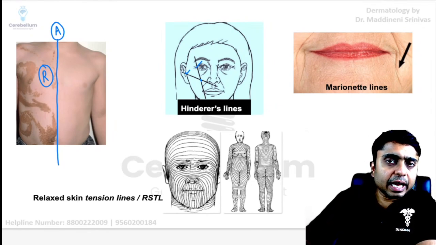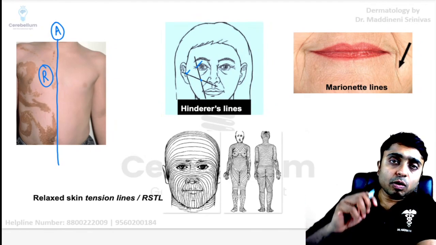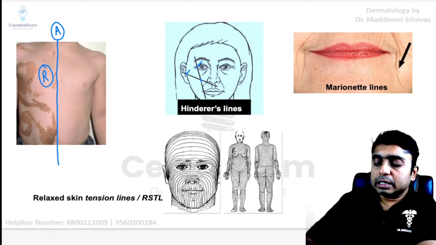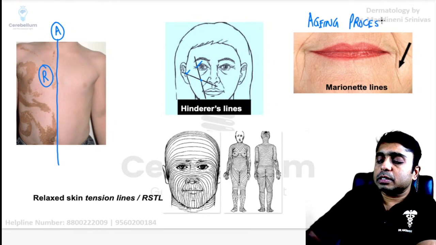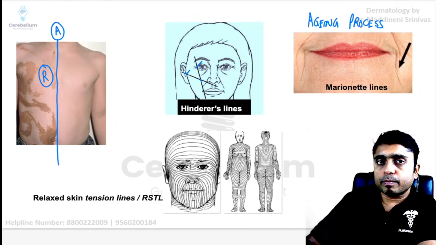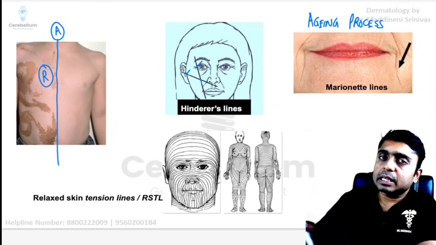On similar lines, we have marionette lines, which are the wrinkle lines passing from the oral commissures downwards. Okay. Again, what is important? This is going to give us the aging process of a given person and also helps in deciding the cosmetic treatment modalities which you want to use. Nothing much important. Just know that if you are given, you can identify these marionette lines. That is more than enough.